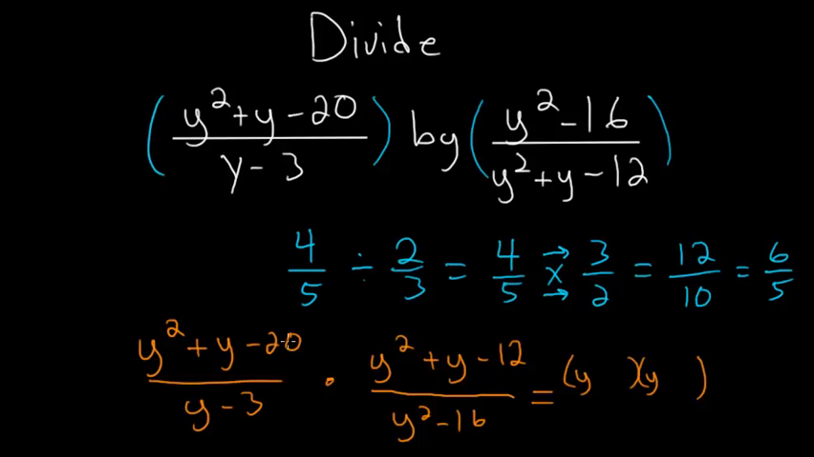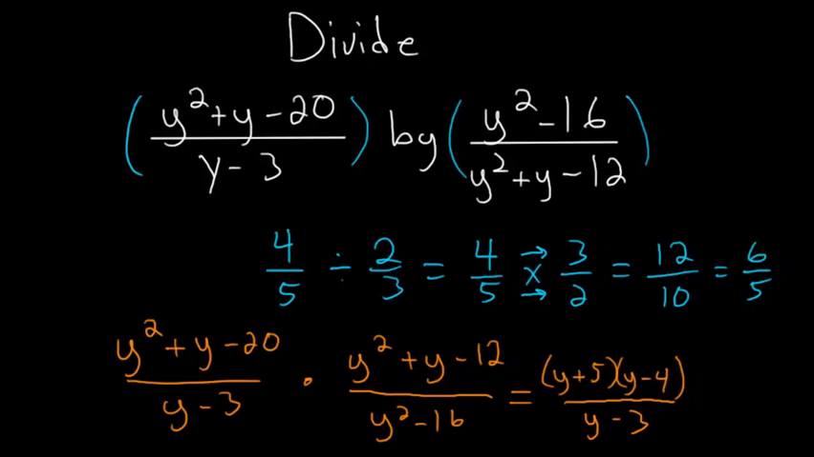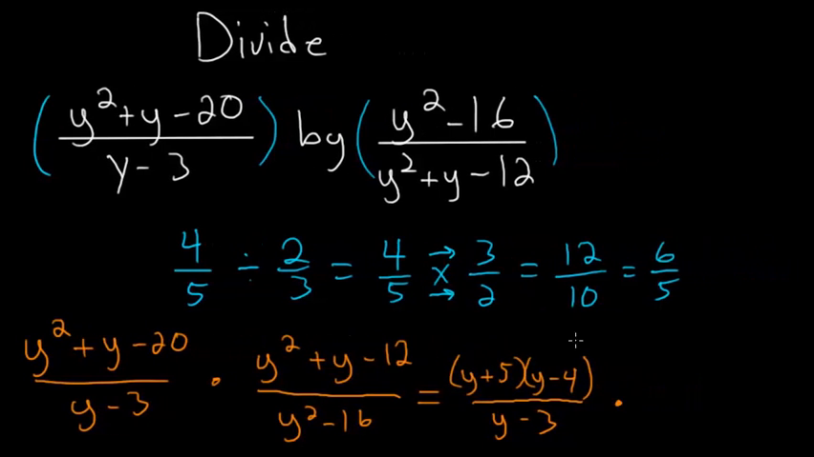And we need to think which two factors of negative 20 add together to get plus 1. And we know that 4 and 5 make 20. And so if we have a positive 5 and a negative 4, we can get negative 20 for our last term and plus 1 for our y term. So we have (y plus 5)(y minus 4) for that quadratic, divided by y minus 3. And this is multiplied by.